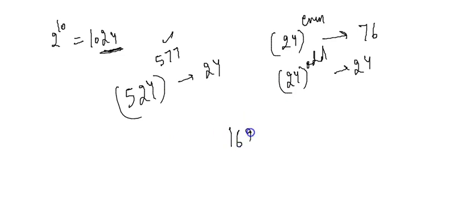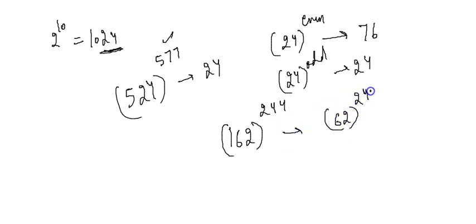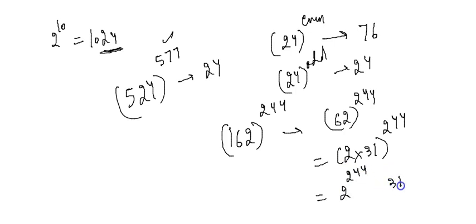Now consider another case. Suppose 162 raised to the power 244. So it would be 62 raised to the power 244. We can write it as 2 into 31 raised to the power 244. That would be 2 to the power 244 into 31 raised to the power 244.